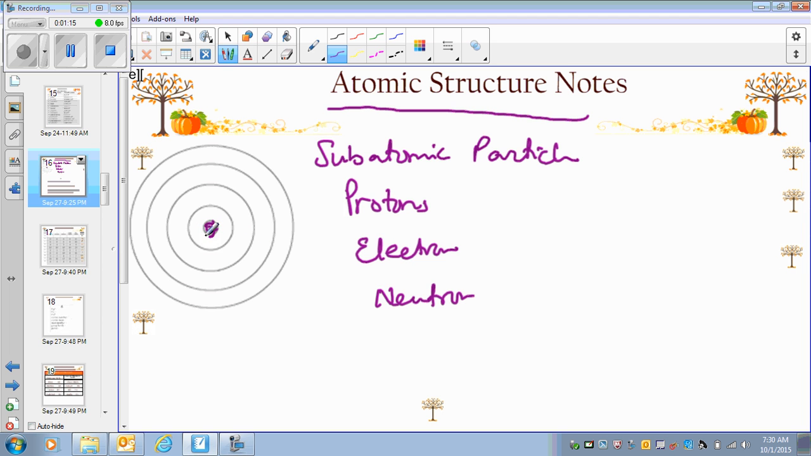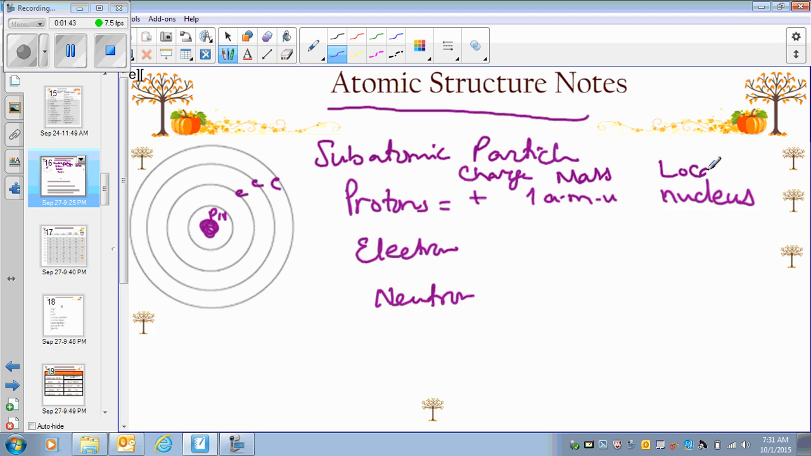In the center of the atom, which is called the nucleus, we have protons and neutrons, and electrons are the ones that travel around the nucleus. The proton is the positively charged particle, and the mass of the proton is 1 AMU, 1 atomic mass unit, and the location of the proton is the nucleus. So this is the charge, this is the mass, and this is the location. This is how we need to know about the three particles.